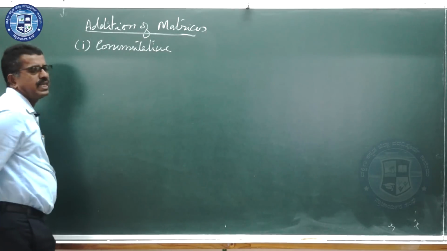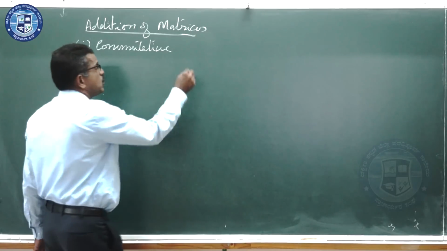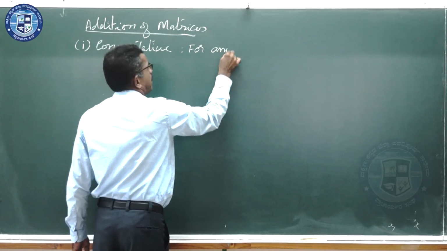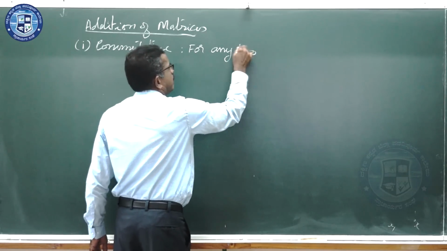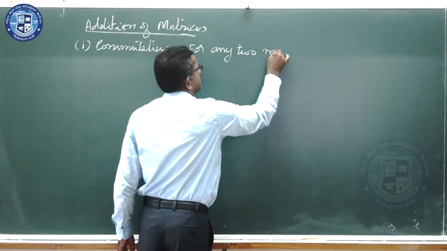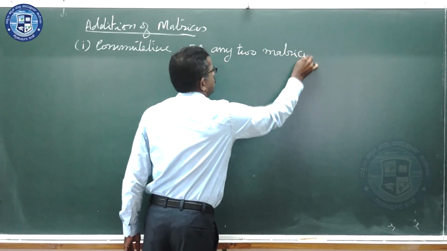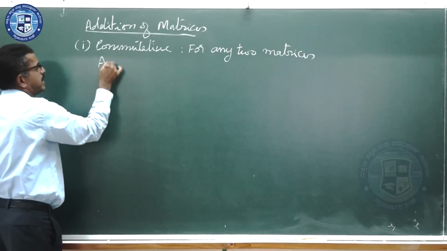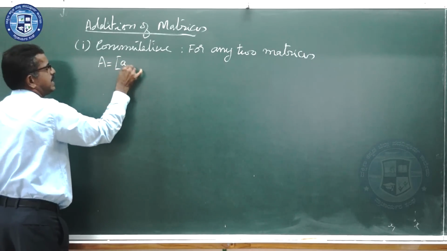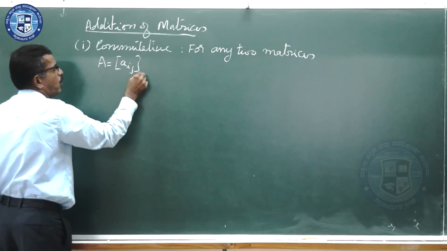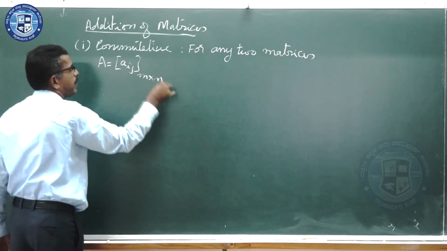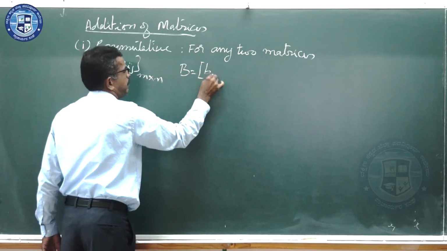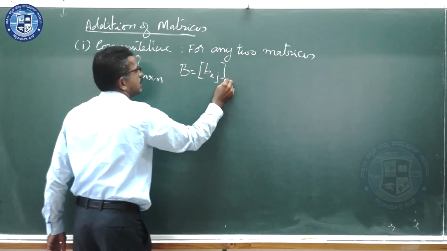Matrix addition, it is commutative. What do you mean by commutative? That is nothing but for any two matrices, of course when you just add two matrices, they must be of same order. I'll take first matrix A, it is with the entries like Aij with order m cross n, and B, another matrix with the entries Bij with the order m cross n.